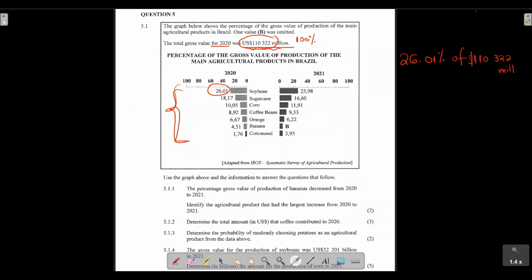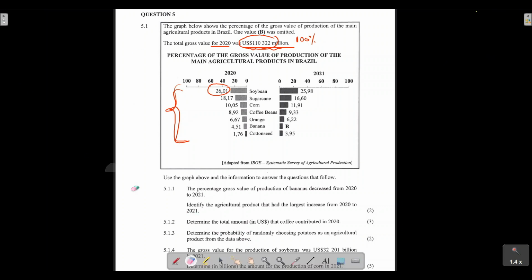How much gross value did they make from producing soybeans, from producing the sugar cane? How would we determine how much they made from producing the sugar cane? It will be 18.17% of 110,322 million. Okay, so that is how we need to go about determining those values.